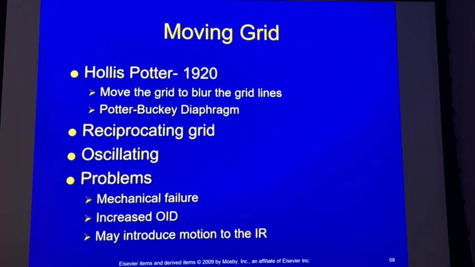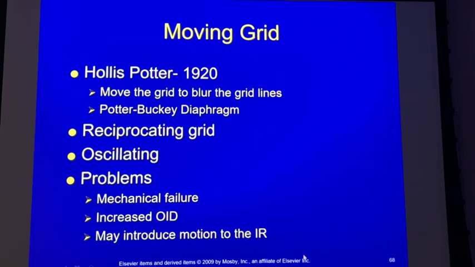Reciprocating grids move back and forth, and in a lot of cases you can hear them. Oscillating grids kind of go in a circle. In both of those cases, the purpose is to erase those grid lines, just blur those grid strips. So if you're starting to see the grid strips, chances are you've lost your movement in one way or another. So they're prone to mechanical failure. They do increase the OID because you have to have that distance between tabletop and the image receptor in order to make that movement happen.